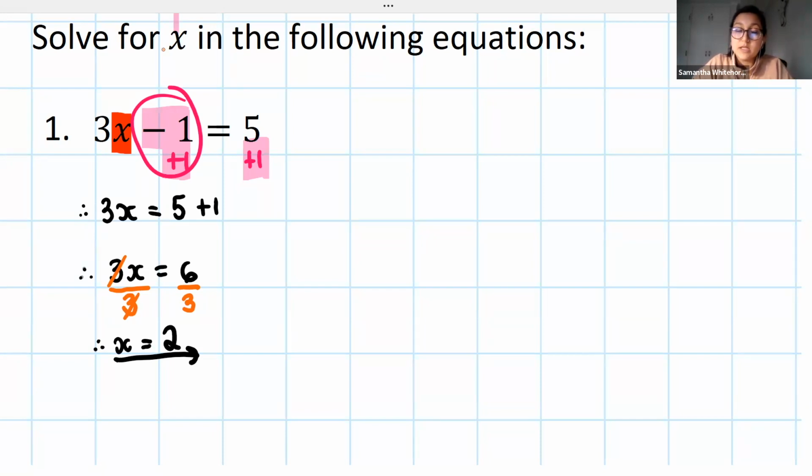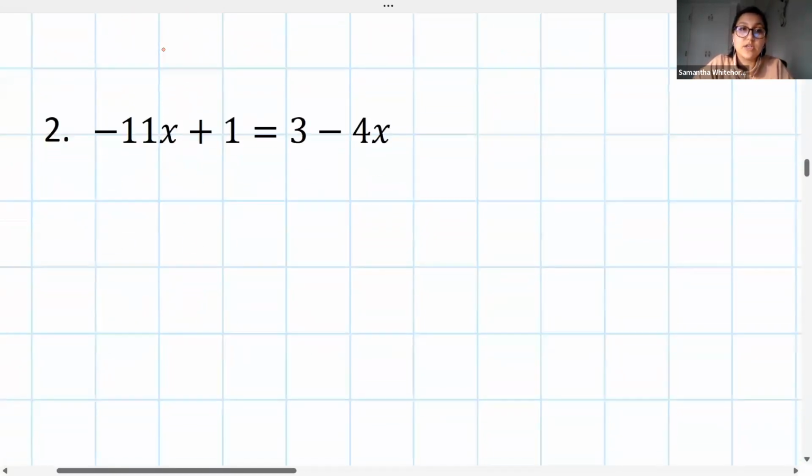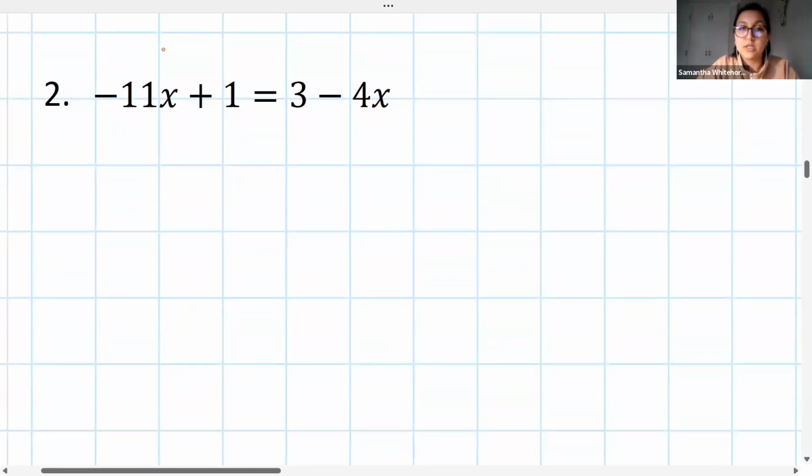I will come back for you guys to take a screenshot in a second, but let's go through question 2 and then I'll make it smaller for screenshots.